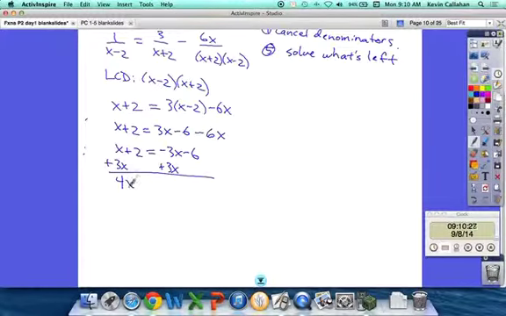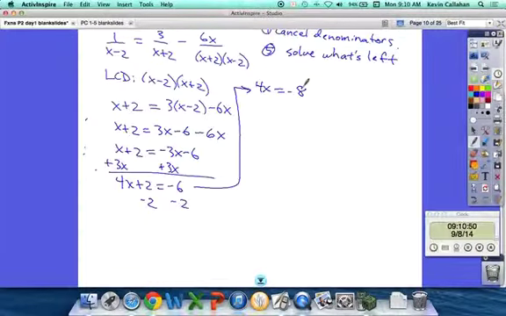That's 4x plus 2 equals negative 6. What should I do next? Subtract 2. So now I have 4x equals negative 8. Last step, divide by 4. X equals negative 2.